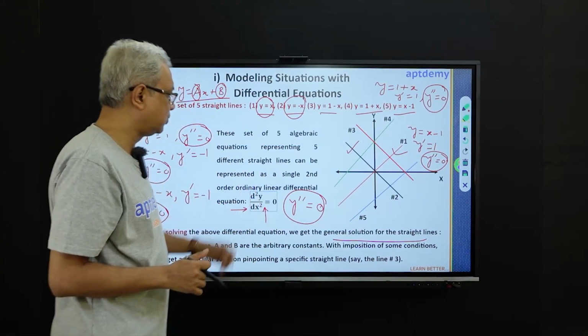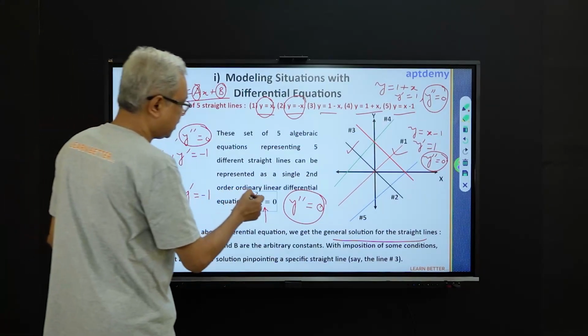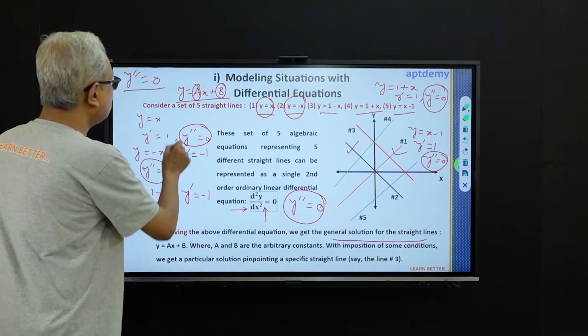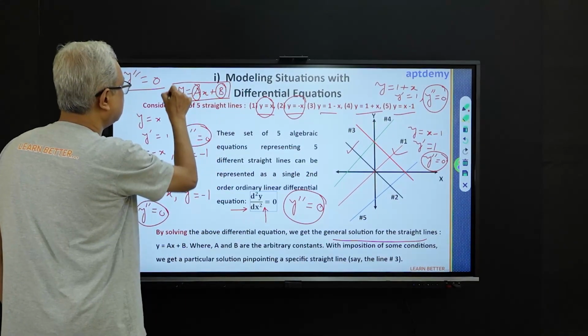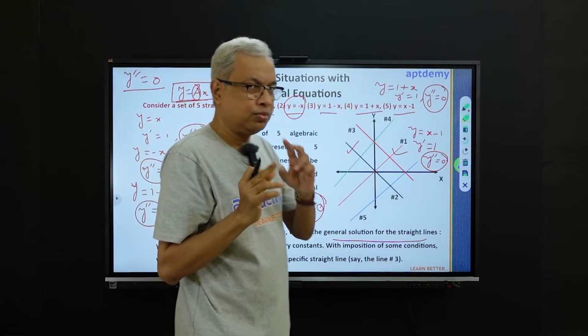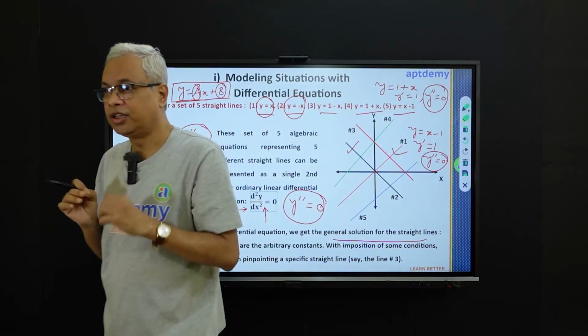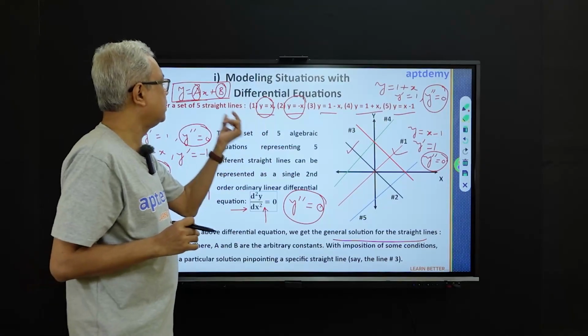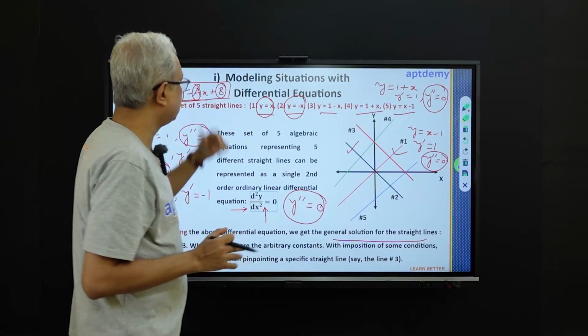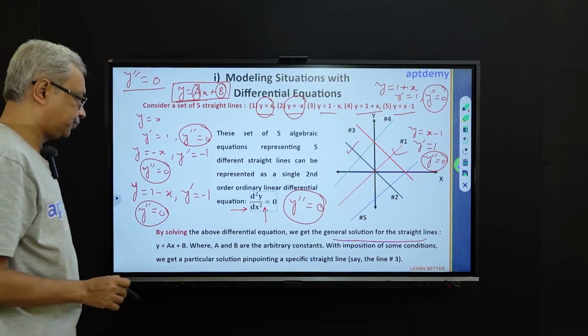For a linear second order ordinary differential equation, the solution will involve two arbitrary constants, and with imposition of certain boundary conditions or initial conditions, you can evaluate a and b. Two such conditions are required to evaluate the constants.